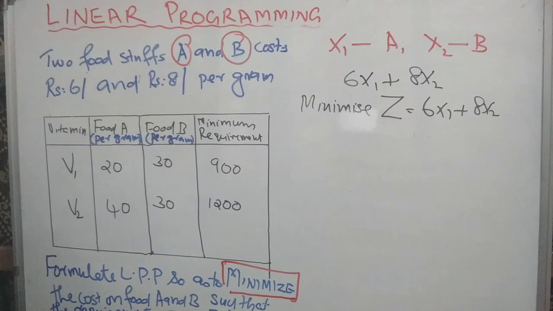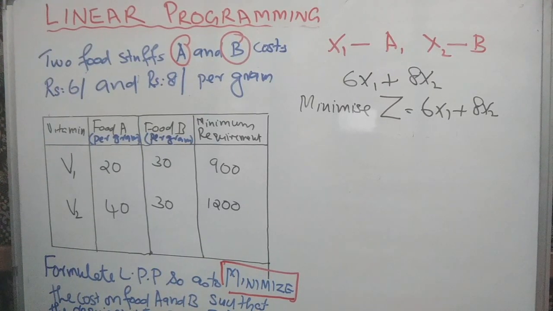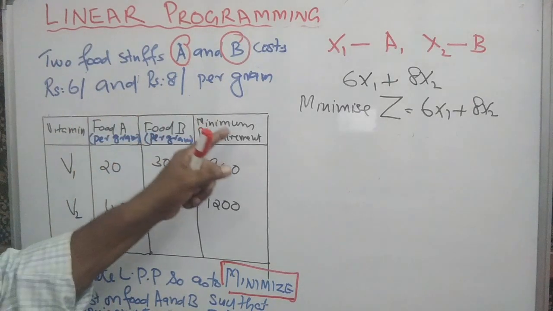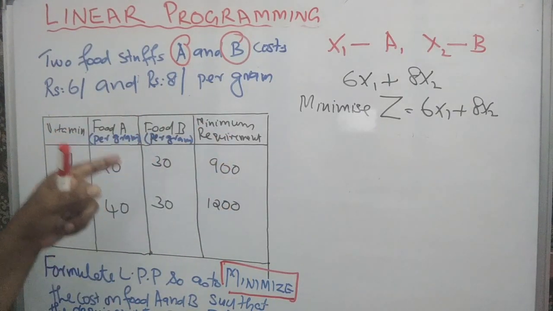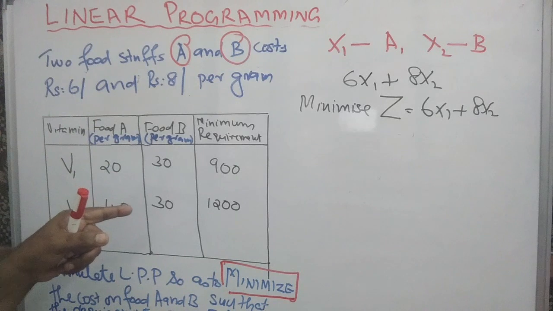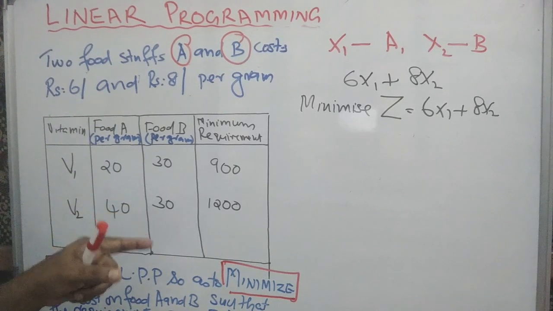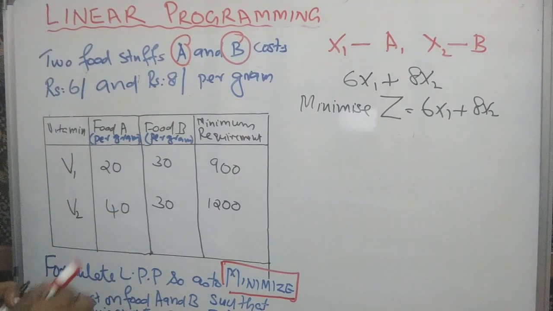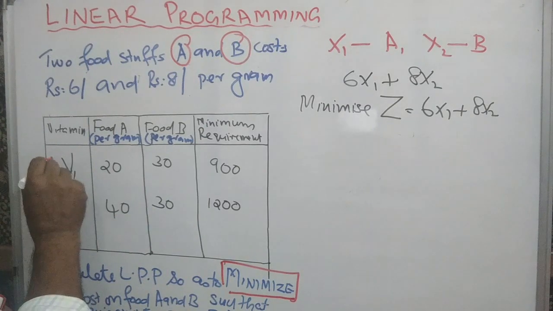Put x1 equal to 0, put x2 equal to 0. The cost is 0. The minimum cost is 0. But our requirement is not satisfied. Then we are going for linear constraints.